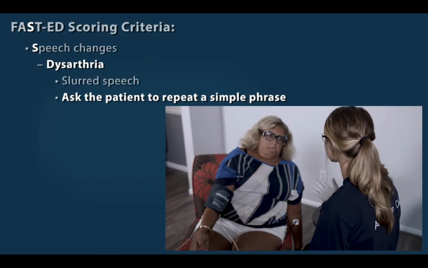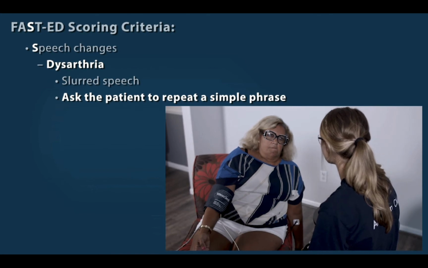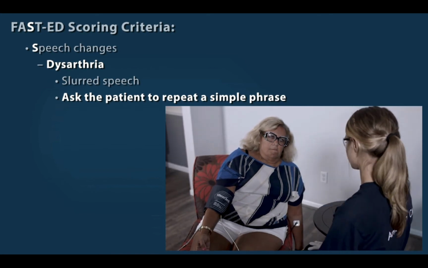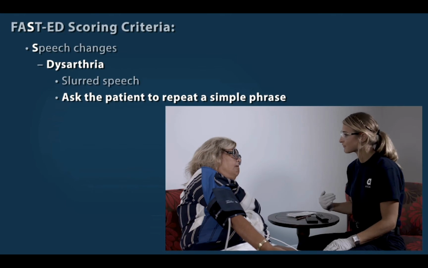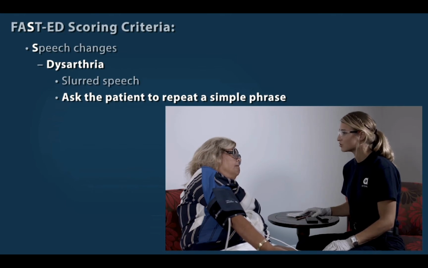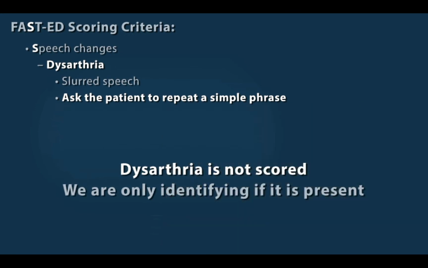Consider asking the patient to repeat a simple phrase. For instance, ask the patient to repeat, "You can't teach an old dog new tricks." The patient should be able to repeat the phrase without slurring. Dysarthria is a positive sign of stroke that is not awarded points on the FAST-ED scale. More on that in a moment.